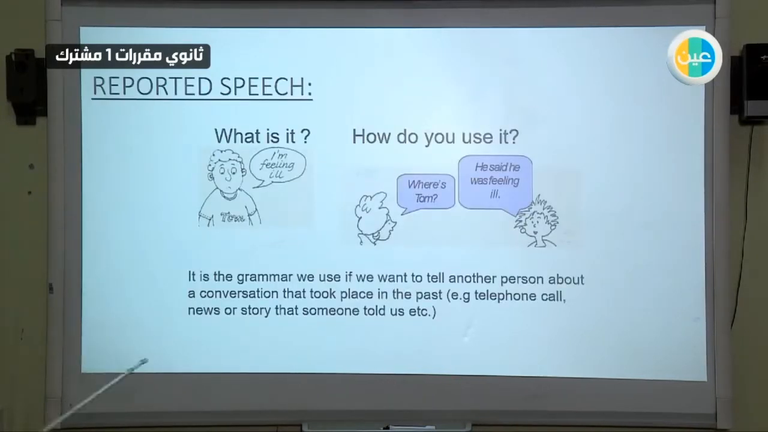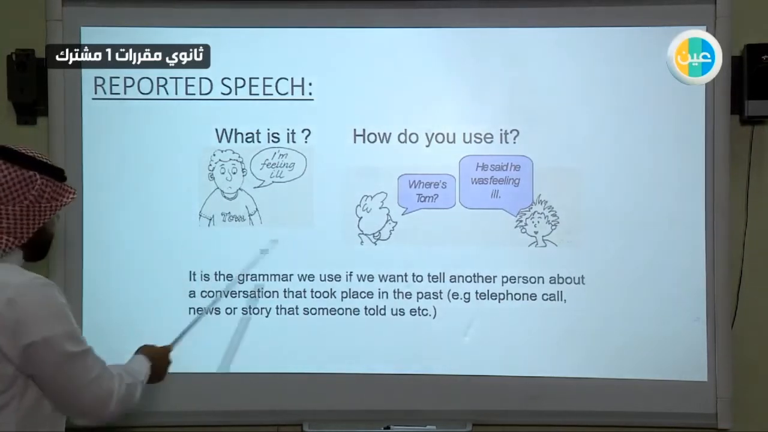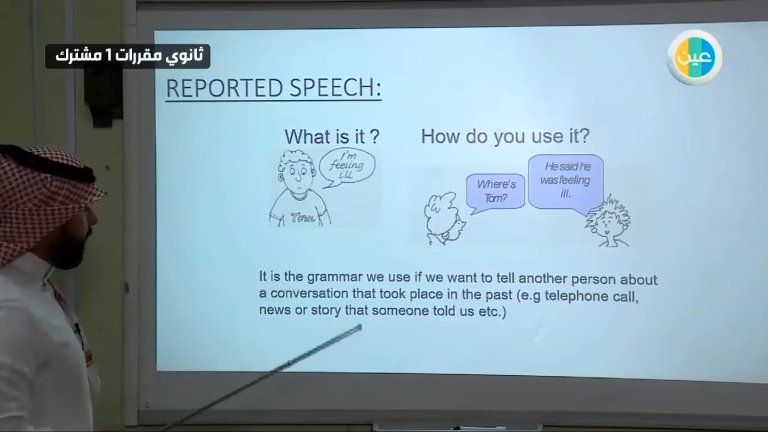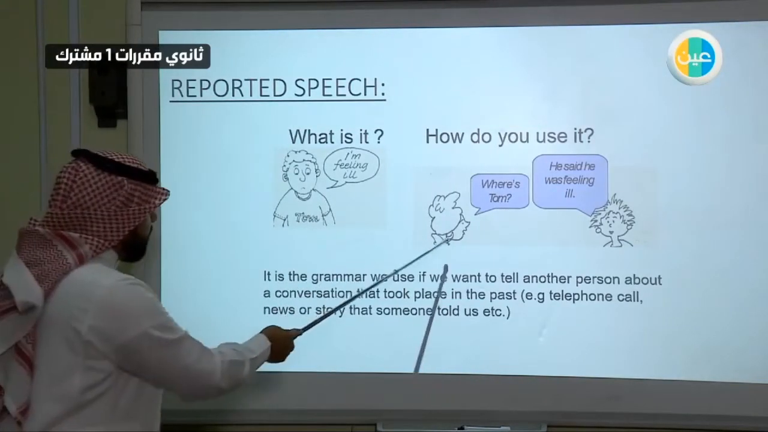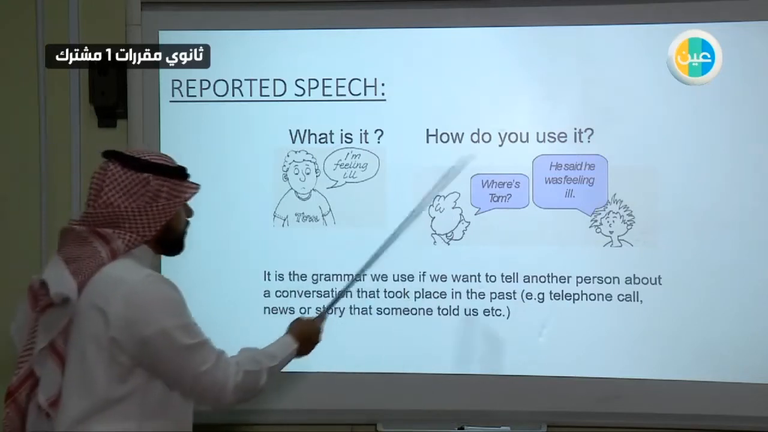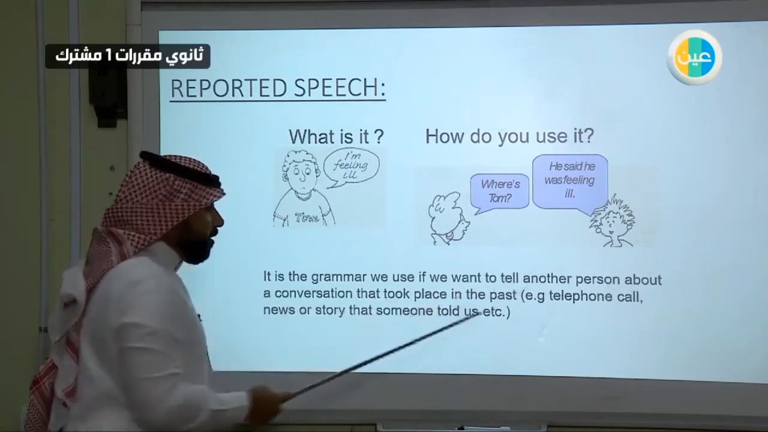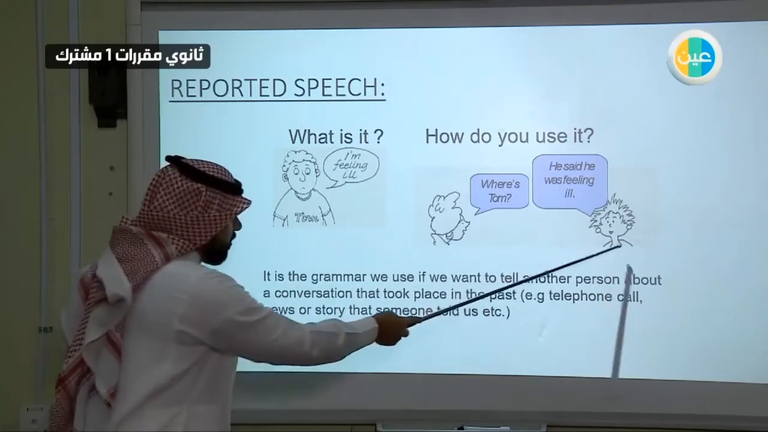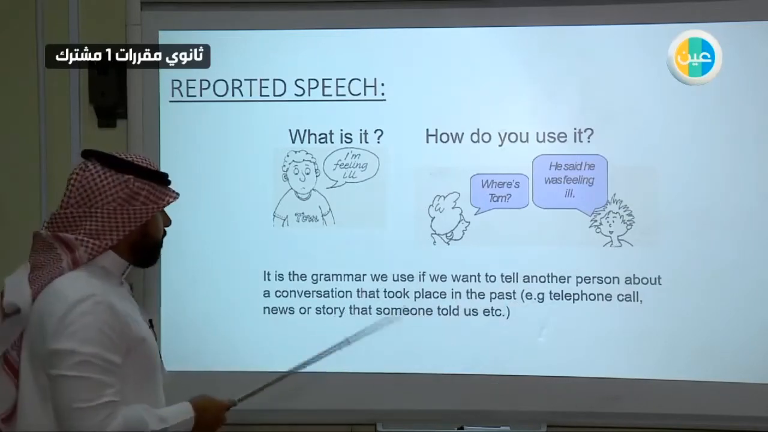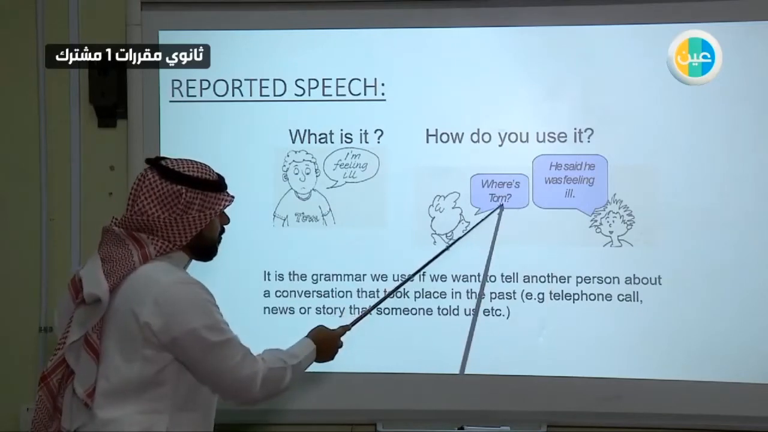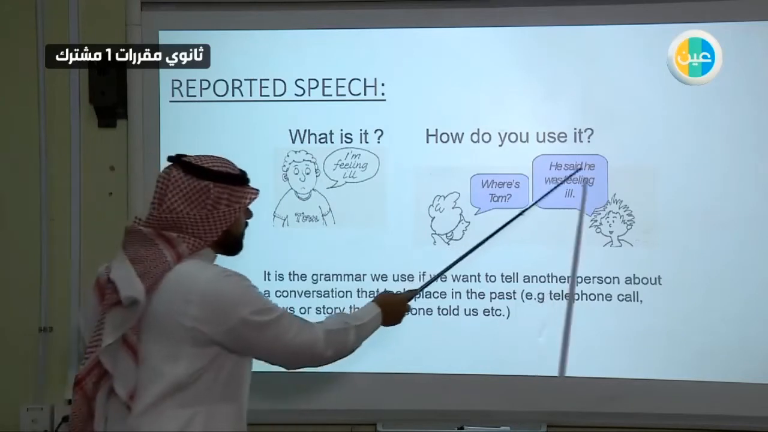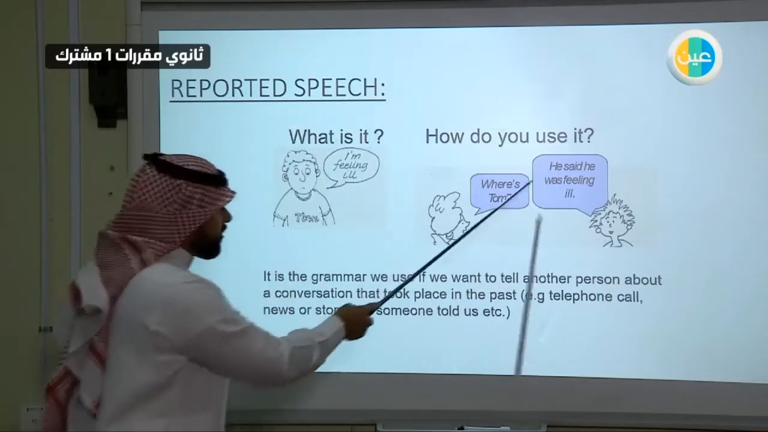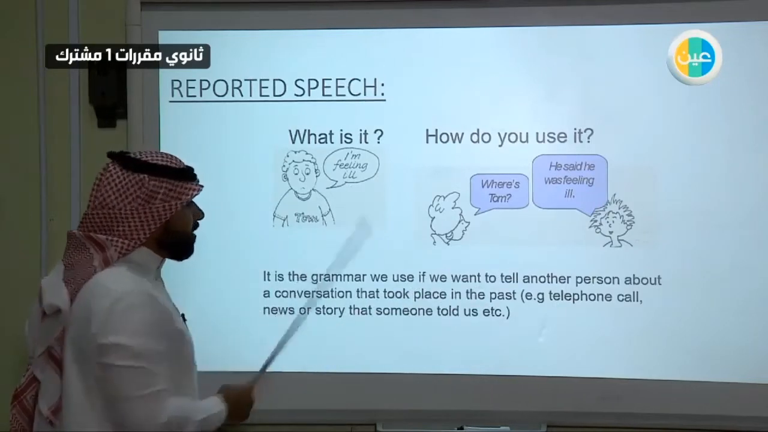Let's talk about reported speech in more detail. For example, we have this example. Tom, he is feeling ill. The meaning of ill is sick. So maybe someone heard him saying that he is feeling sick, and she wants to tell, let's say, John what Tom said. Or the opposite, like he heard him and he wants to tell maybe his mom about what Tom said. Where is Tom? She's asking about Tom. He said he was feeling ill. So he here just used the reported speech, changed some words to make it the same meaning.